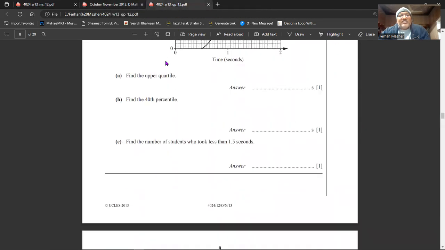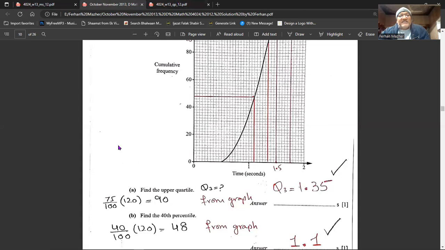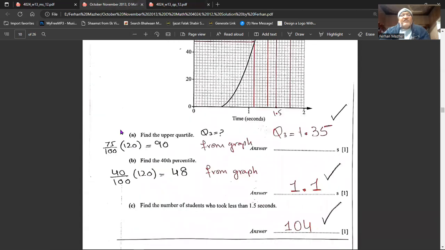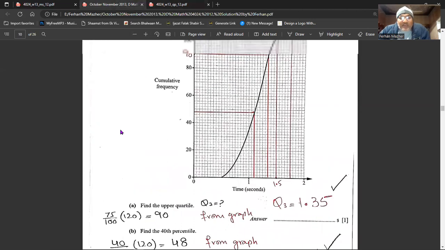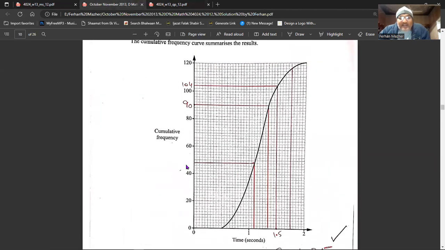Okay, then their question is find the 40th percentile. 40th percentile means 40% of the total frequency. 40% of the 120, that will be 48. So from my cumulative frequency graph, I will check where is the 48. So 48 is here.